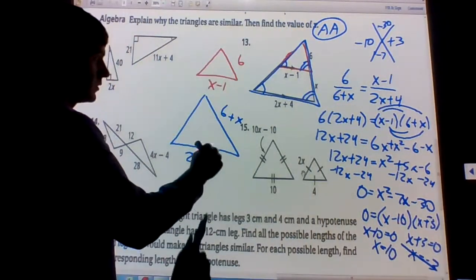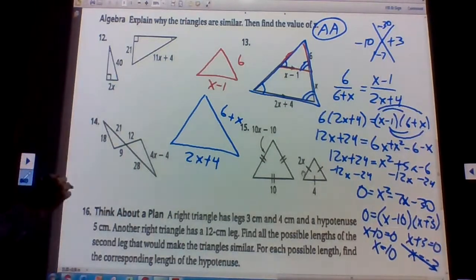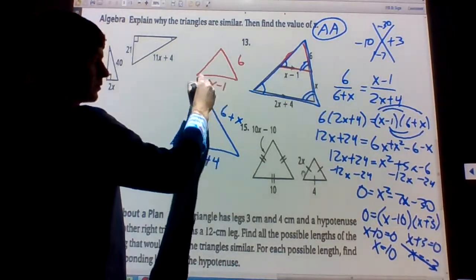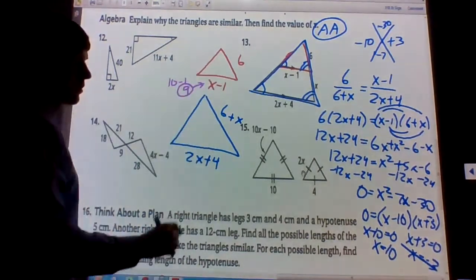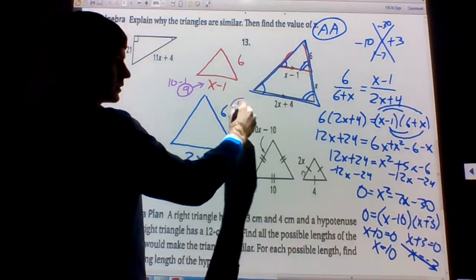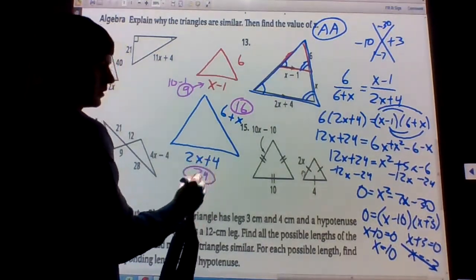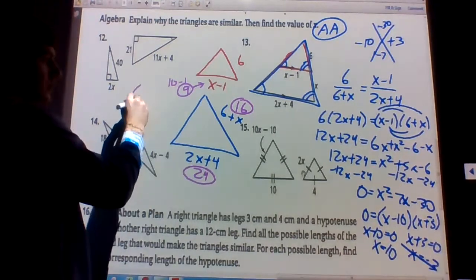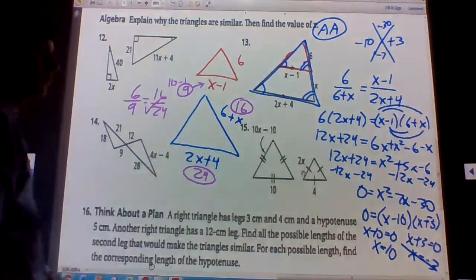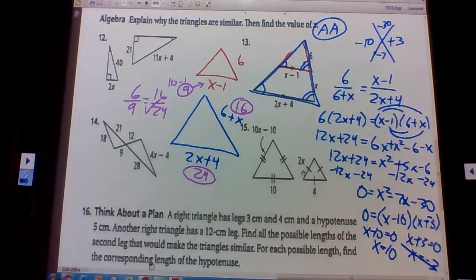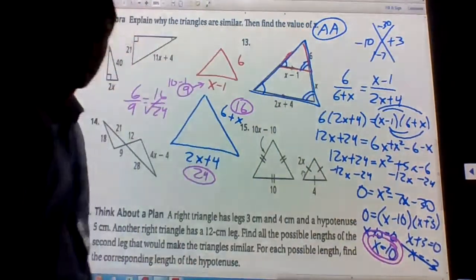So let's plug it in and see. Okay, we get 10 minus 1, this would be 9, right? 10 minus 1 gives us 9 here. Okay, 10 plus 6 gives us 16. 2 times 10 plus 4 is 24. So we have 6 over 9, 16 over 24. So our ratios are good. So we know x is going to be 10. Okay, that's a good answer.